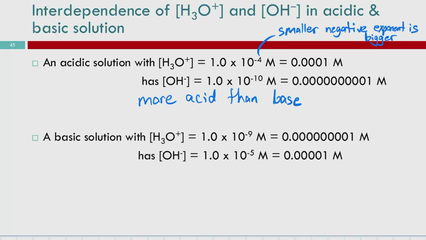In this case, we've got like 1,000,000 times more acid than base. It's not even close. And then for our basic solution down below, if it's got an H3O plus concentration of 10 to the minus 9, it's going to also have a hydroxide concentration of 10 to the minus 5. That's the number that follows it. So our base number here is bigger than our acid number.